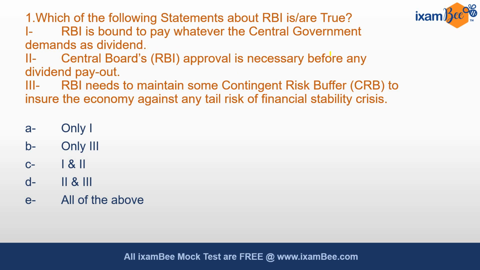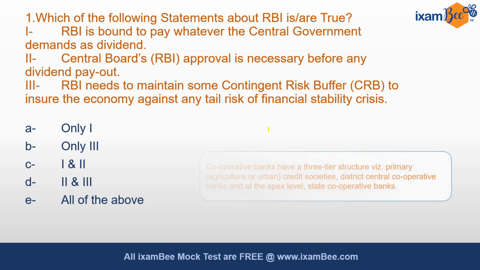Two: Central board's approval is necessary before any dividend payout. Three: RBI needs to maintain some contingent risk buffer, that is CRB, to insure the economy against tail risk of a financial stability crisis. If you want, just pause your video and try to attempt this question, and do not forget to mention your answer in the comment section.